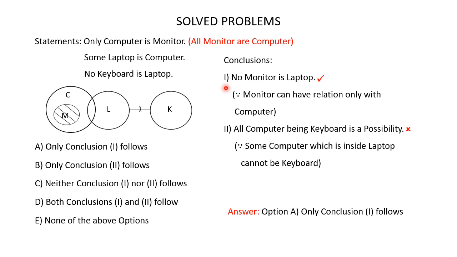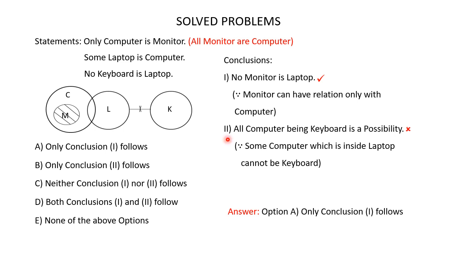Conclusion 1. No monitor is laptop. So you have monitor here and laptop here. Clearly you can see that monitors can have a relation with only computers. Monitors will not have any relation with laptop. So the conclusion, no monitor is laptop, is correct. Conclusion 1 follows.